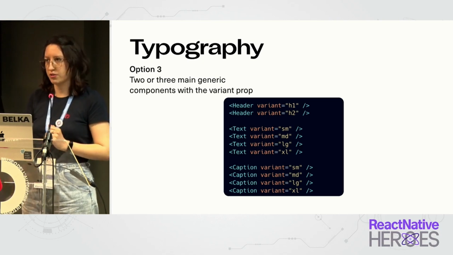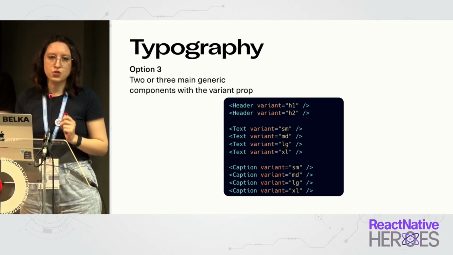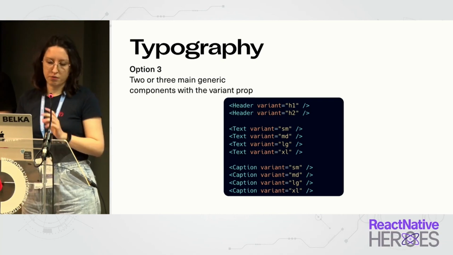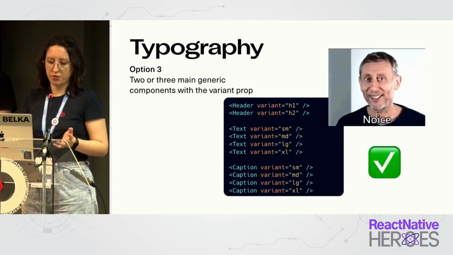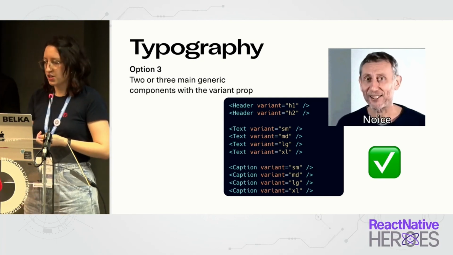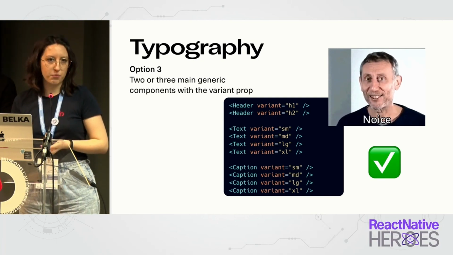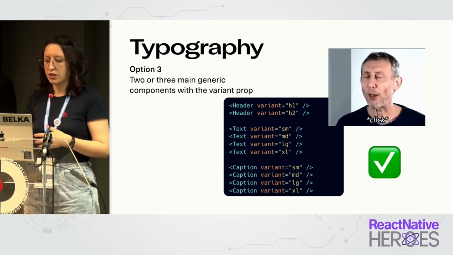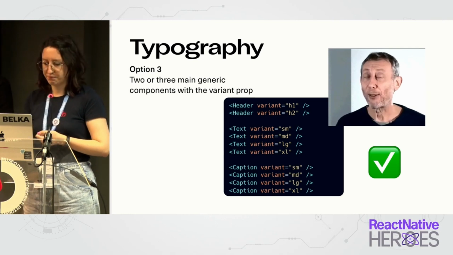And the third option consists of creating 2 or 3 main generic components with just some variants. And it was a yes, of course, because it's the option 3. And it allows a better customization. It's readable inside the components and allows you to have more control and also improves the semantic.